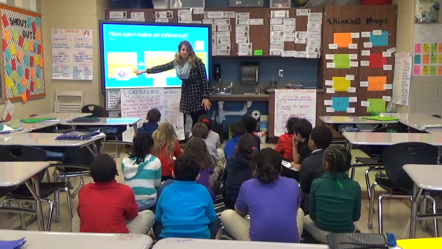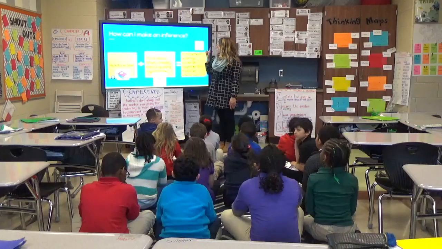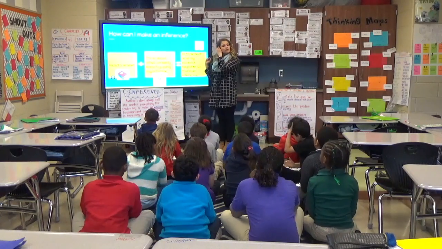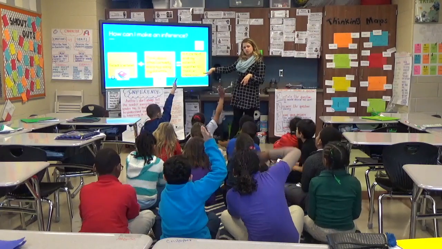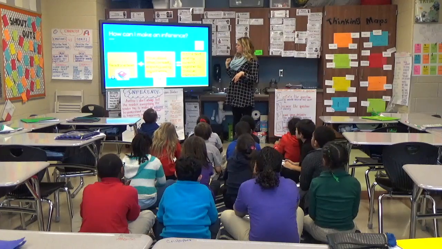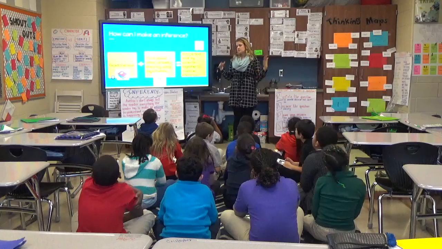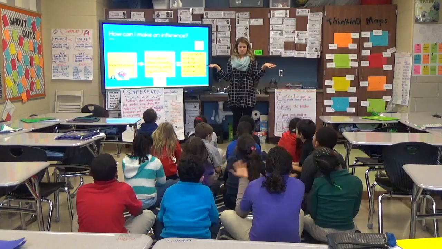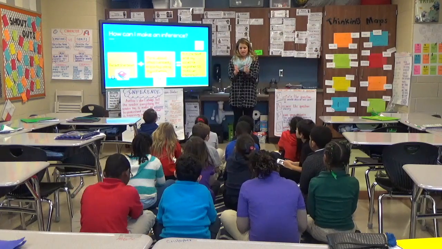First, we have to read the text. What do we do second? Aaliyah? Think about what I already know by using my schema. Good. And we put them together to do what, Darren? Put the text and the schema together to make an inference. Inference. Great. Are you ready to make an inference right now?